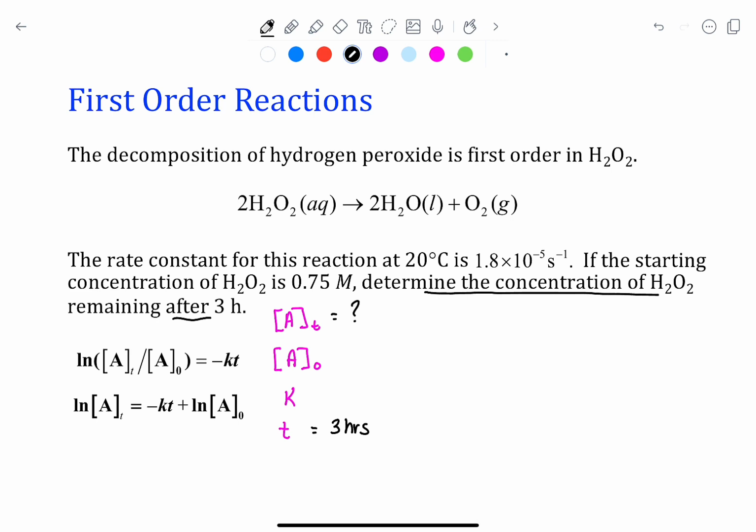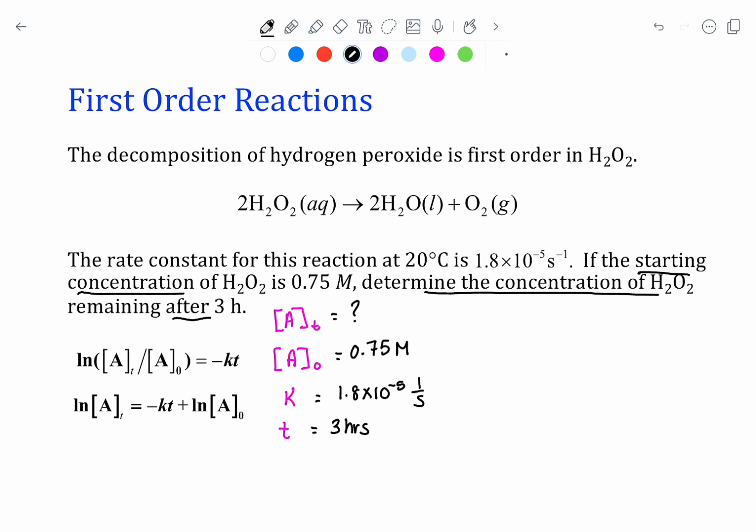The problem gives us our k, our rate constant, of 1.8 times 10 to the minus 5, 1 over seconds. And we're also given the initial concentration. The starting concentration of H2O2 was 0.75 molar.